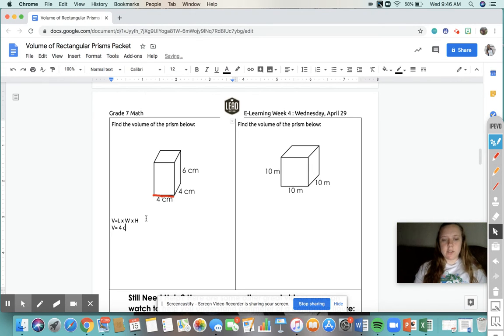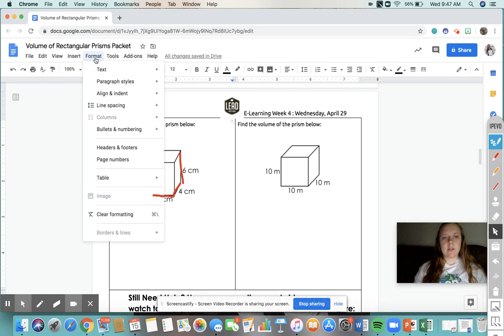So I'm going to come down here. Volume equals 4 centimeters times how wide is it? Well, how far does it go back? 4 centimeters. 4 centimeters times 4 centimeters times, and then how tall is it? 6 centimeters. All right, volume equals, now I'm going to try to do some mental math in my head. I know 4 times 4 is what? 16. So 16 centimeters what? Squared.